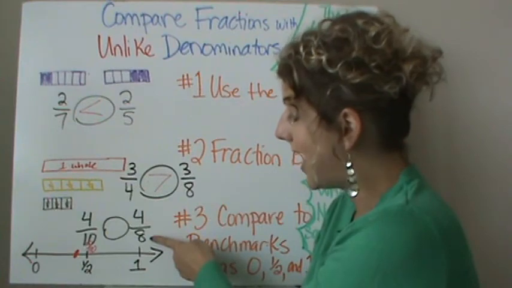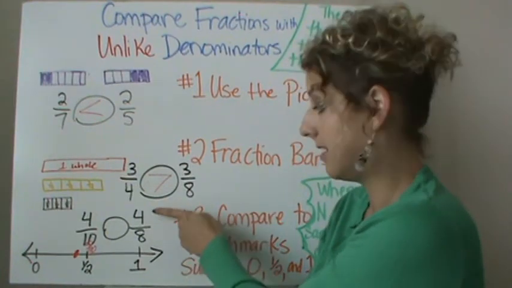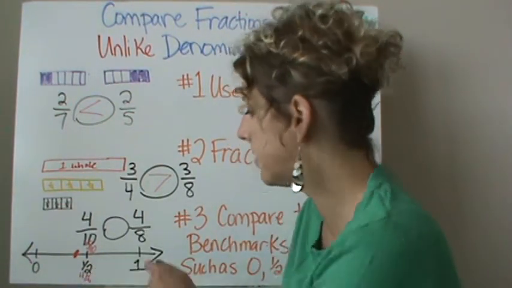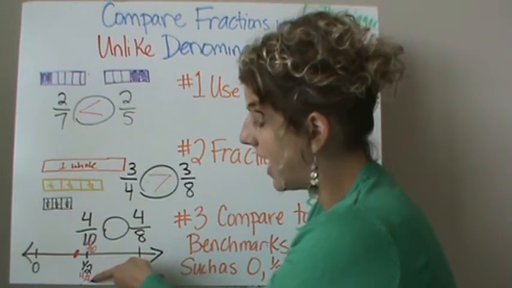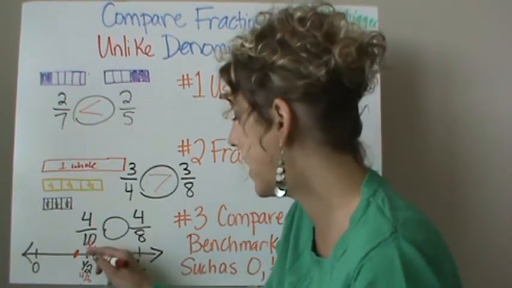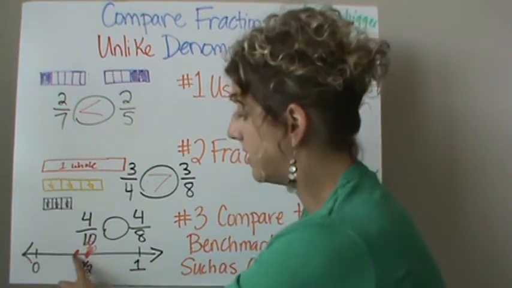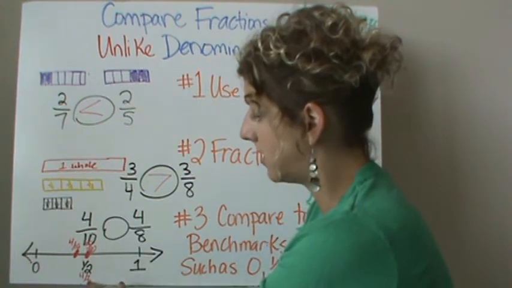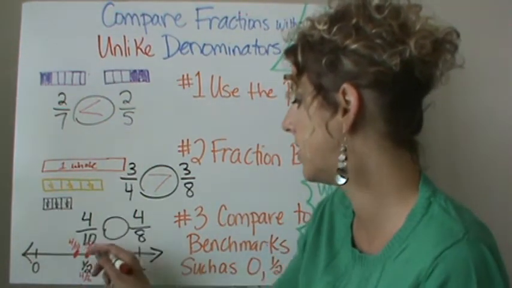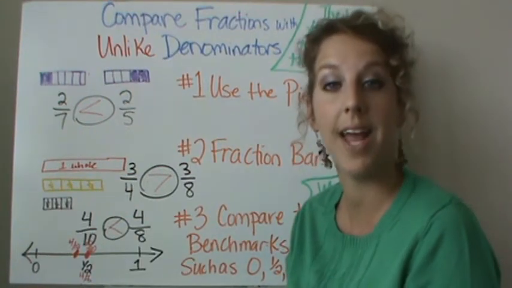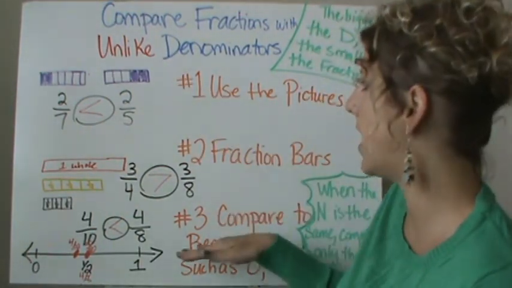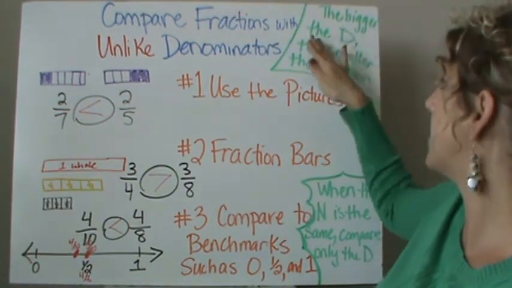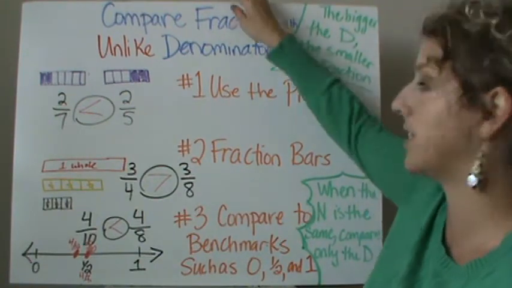And then if we look at 4/8, well we know half of 8 is 4. So actually 4/8 is exactly half as well. So 5/10 was half, 4/8 is half. So 4/8 would be right on the half mark. And we can see this one represented 4/10. So 4/8 is bigger. That means 4/10 is less than 4/8. So there's 3 strategies to use for unlike denominators. Oh, and the bigger the denominator, the smaller the fraction. Don't forget that.